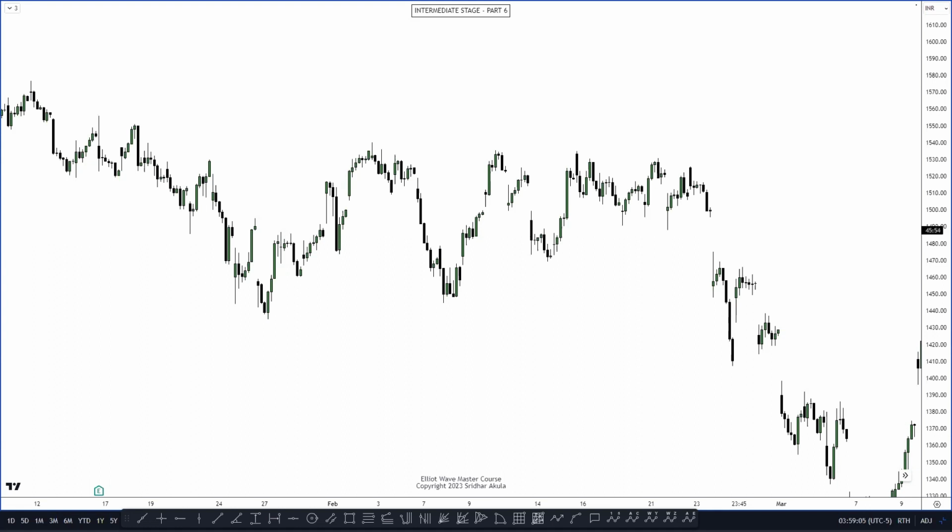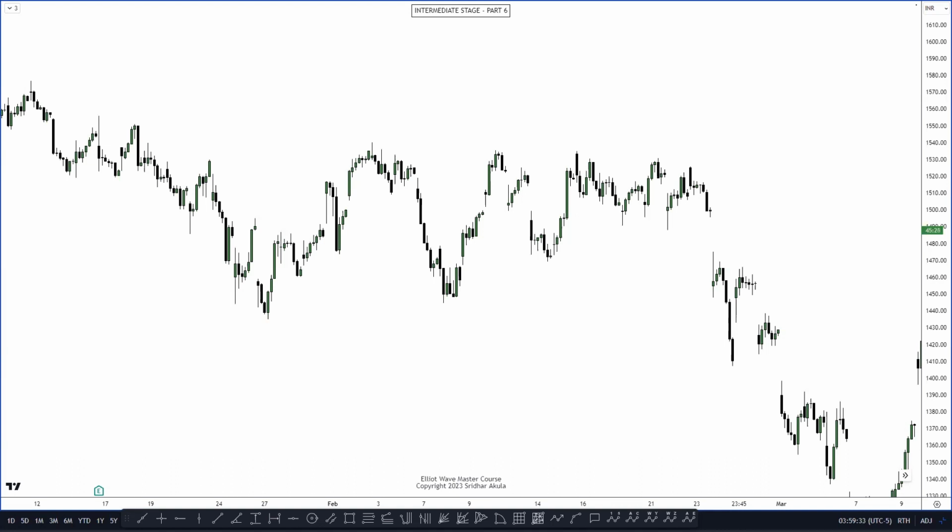This is your Elliott Wave Master Course Intermediate Stage Part 6. In this part, we're going to discuss triangles. Triangles, like I said, are a very high probability setup, right? If you know how to identify and calculate the triangle's internal moves correctly, you will know, I can tell you, with 90% certainty the next direction of the market, and it will be very fast.